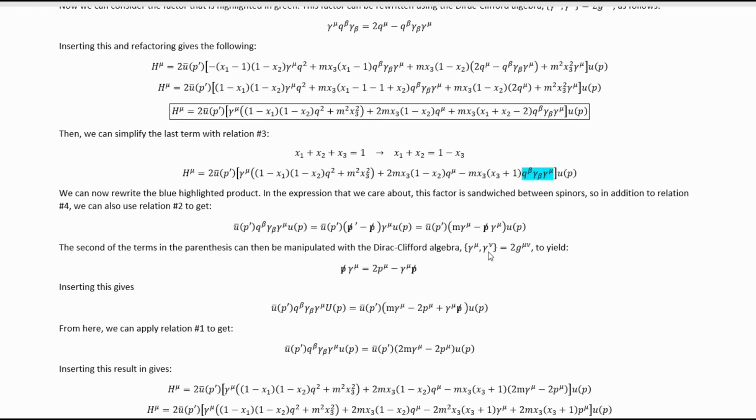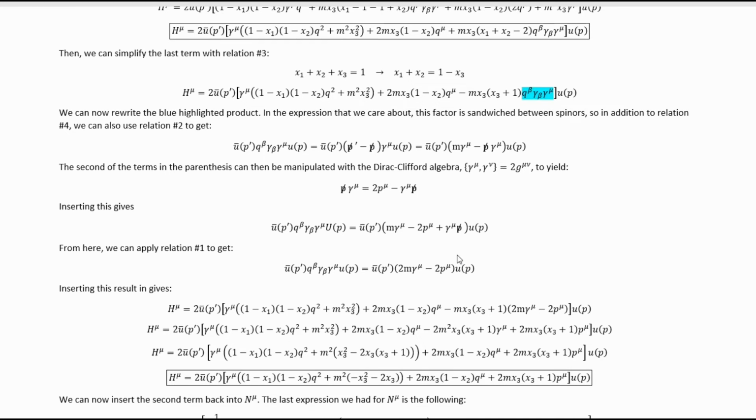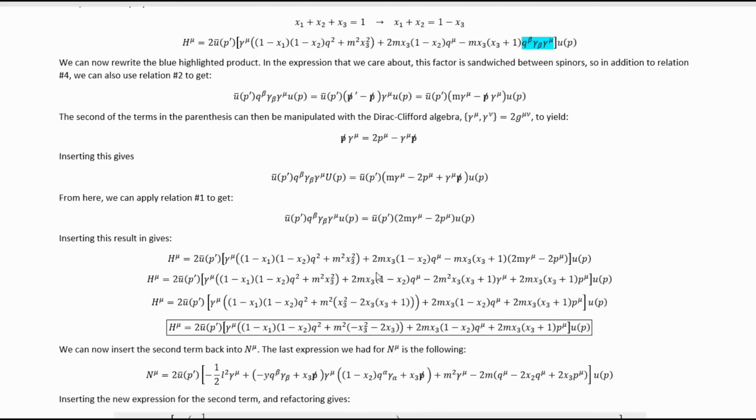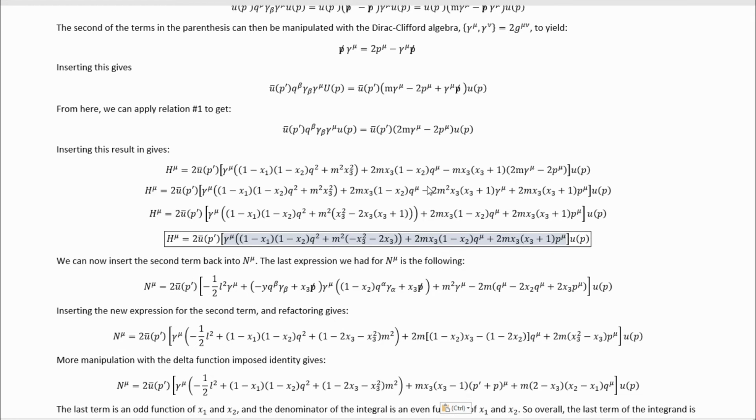to here. And then in the same way that we just did, we can use the Dirac-Clifford algebra to rewrite a product of gamma matrices, specifically the product in this second term right there. We can rewrite it like this. Substituting that in gives us this. Then we can use relation number 1 to exchange this p slash for an m, and then that makes this term the same as that one, so we can combine them and we get to this. Then we can insert this and do a bunch of refactoring and ultimately get down to here. I wrote out all the steps to keep you from being able to get lost.